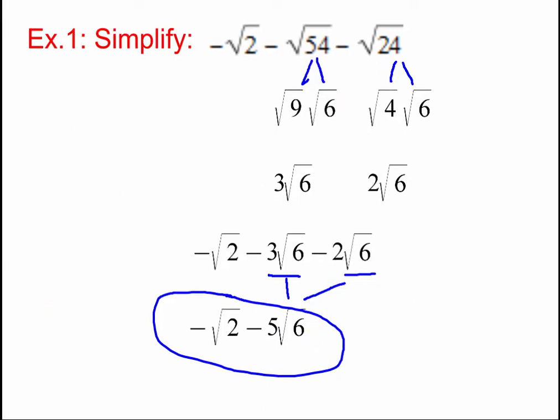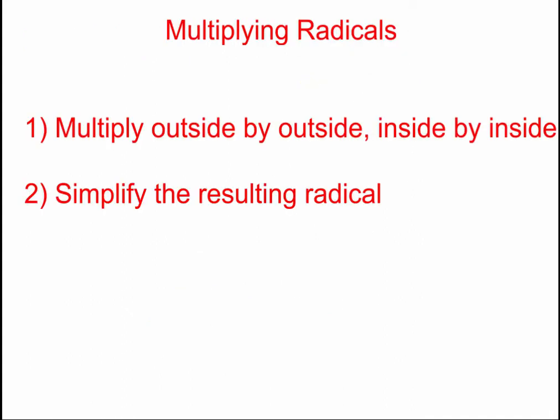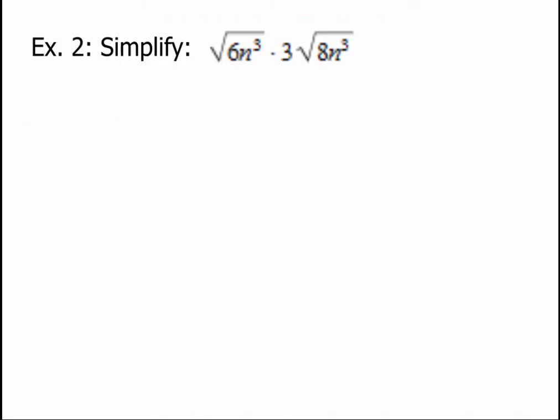Now let's take a look at multiplying radicals. To multiply radicals, we're going to multiply outside by outside and inside by inside. Anything that's outside the radical in one expression is going to get multiplied by the stuff outside the radical in another expression. Stuff inside the radicals will be multiplied by the stuff inside. Then we're just going to simplify the resulting radical. So let's see what that looks like.